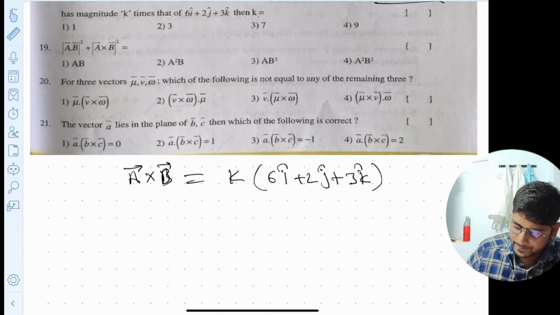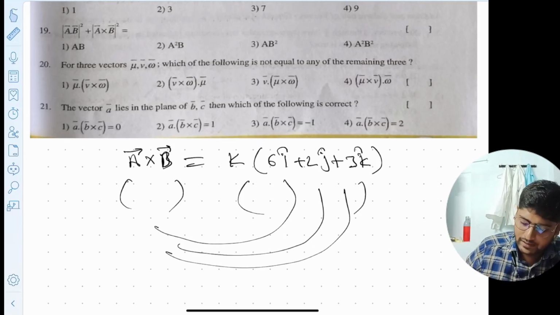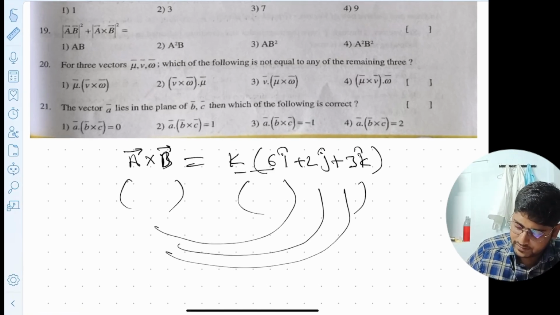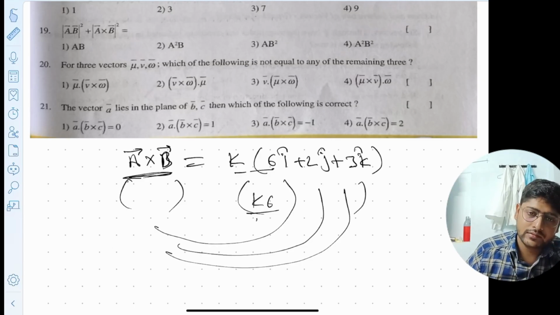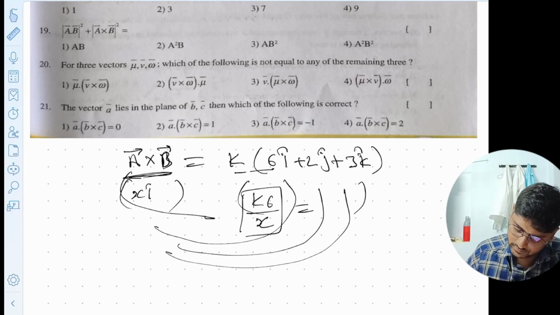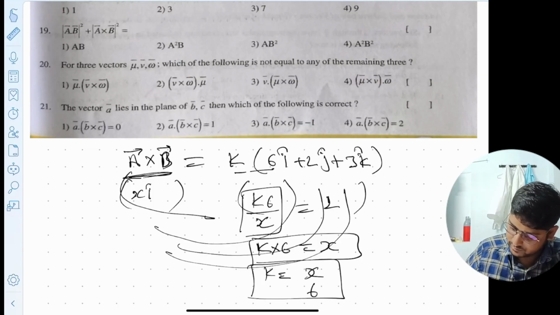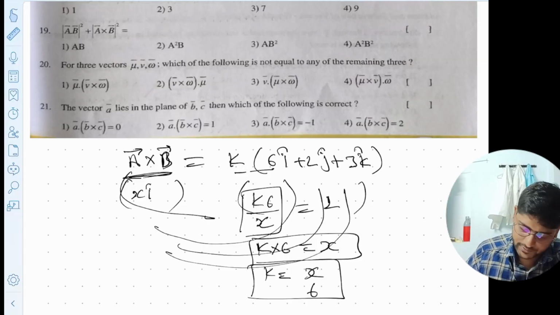Then when you get the value, what do you do? Compare this vector's i cap, j cap, k cap. Whatever you get after solving this, K6 divided by that value will be the vector. Suppose here you got X i cap. So K6 divided by X will be equal to 1. So K into 6 will be equal to X. So K equals X by 6. That will be your value.